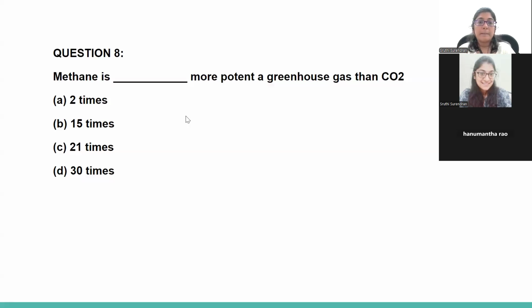Next question. Methane is dash times more potent a greenhouse gas than carbon dioxide.